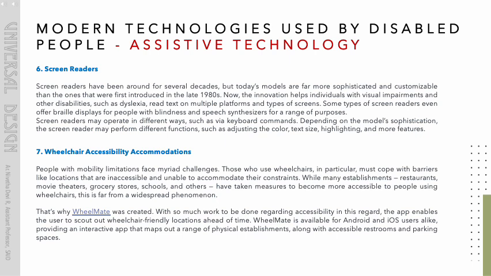That's why Wheelmate was created. With so much work to be done regarding accessibility in this regard, the app enables the user to scout out wheelchair-friendly locations ahead of time. Wheelmate is available for Android and iOS users alike, providing an interactive app that maps out a range of physical establishments, along with accessible restrooms and parking spaces.